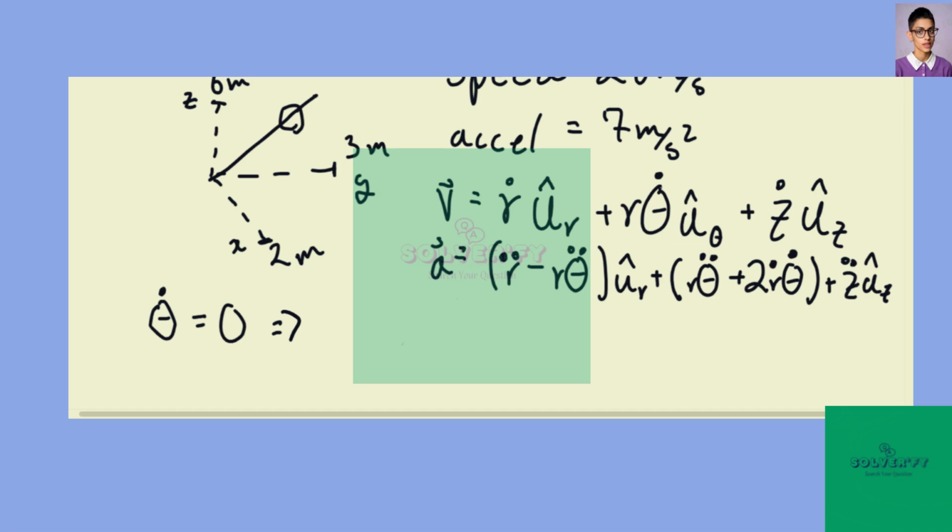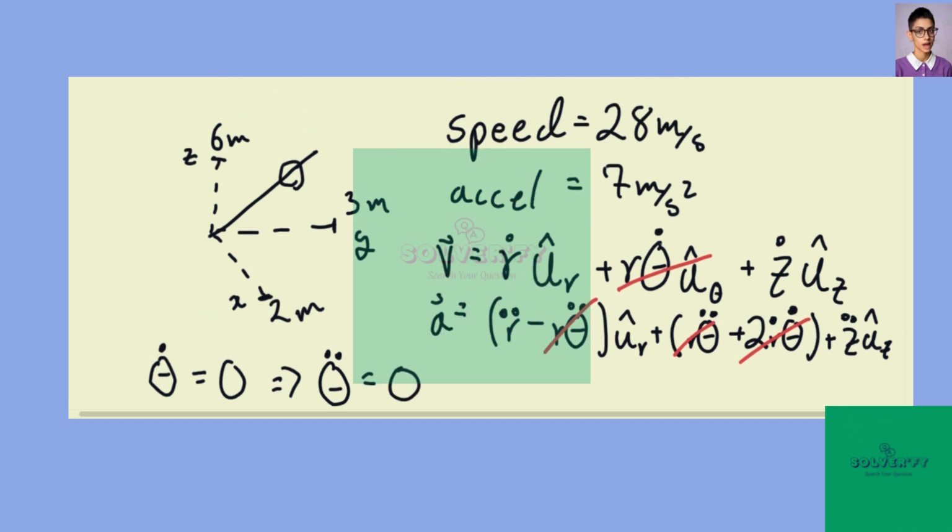So, first thing to note about this washer is it is going down a straight string. So, what this tells us is that the angle that it has is not changing at all, and therefore it's not accelerating either. So, what's convenient then is that we can essentially remove all of the components of these two that contain a theta dot or a theta dot dot. So that's gone, that's gone, that's gone, and that's gone. Next, we just need to find what r dot and z dot are.